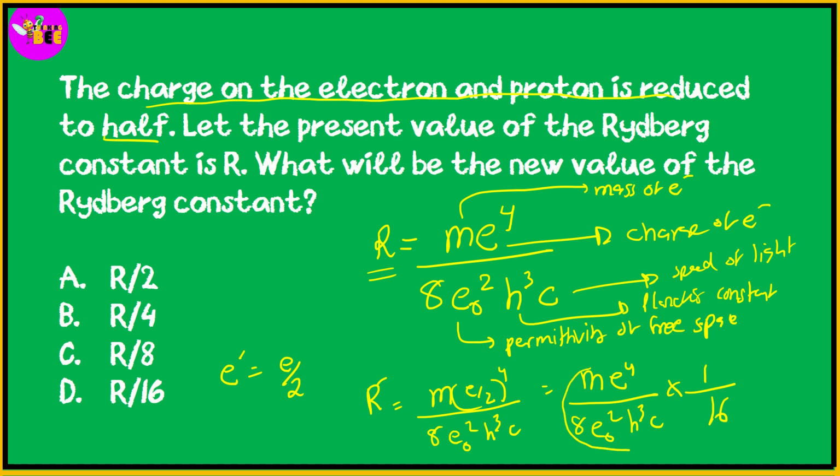Now this whole thing over here is the original R, Rydberg's constant. So this new R dash can be written as R by 16. Now if we check the options, we have option D, R by 16, as the correct answer for this question. So in here, the most important thing was knowing the formula for Rydberg's constant, which is m e raised to power 4 by 8 E naught square into h cube into c.